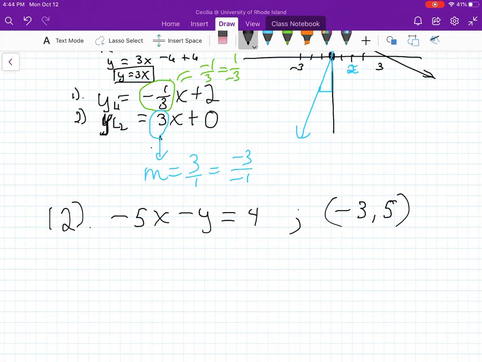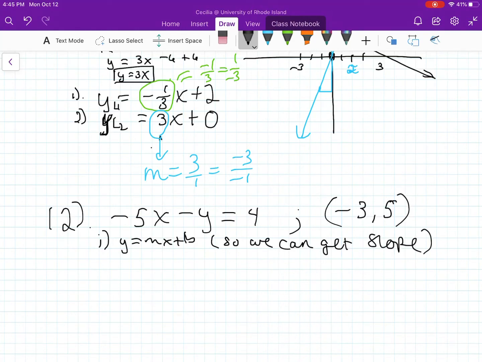All right, so let's do that. So again, y equals mx plus b form so that we can get the slope. So we add 5x to both sides. We get negative y equals 5x, and notice I want to put that first, plus 4 on the right. Now I'm going to multiply everything through by a negative 1 on both sides to get rid of this negative.